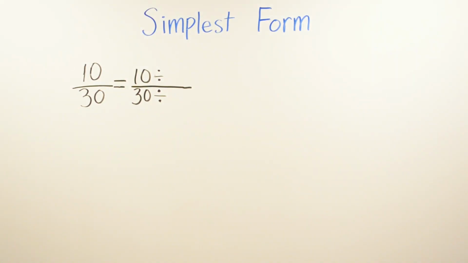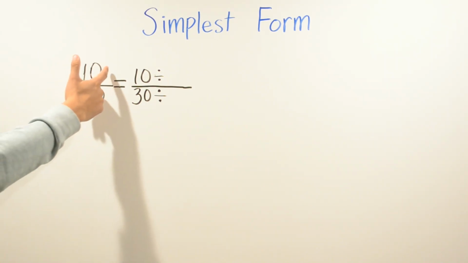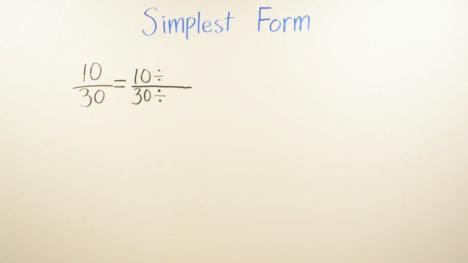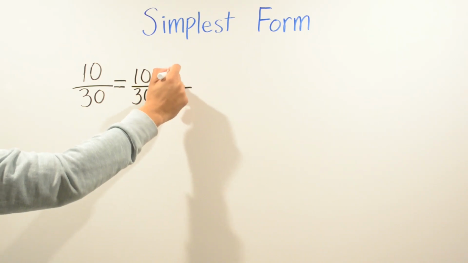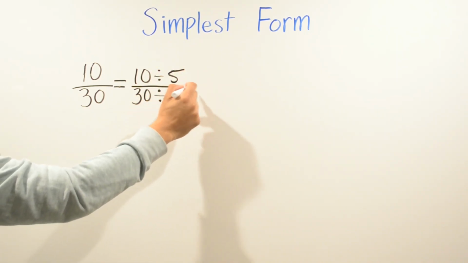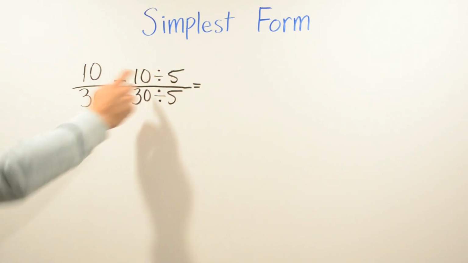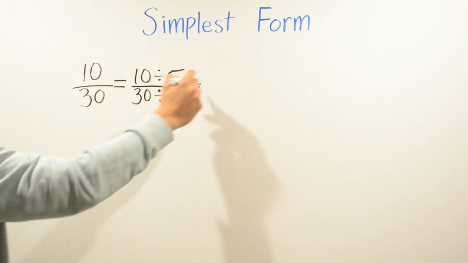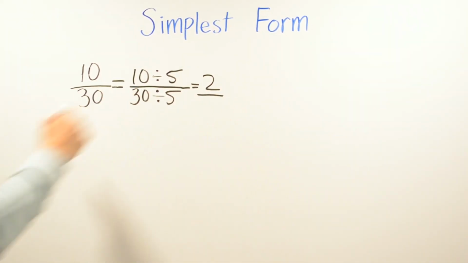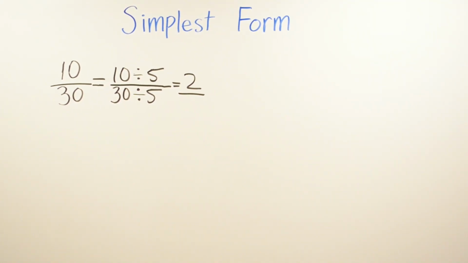In this example, we have 10 over 30. Okay, so we're going to say what number goes into both 10 and 30. So right away, I know that 5 goes into both of them. So I'm going to use 5. And remember, whatever I use in the top, I have to use in the bottom. Numerator and denominator have to be the same, which is 5. So 5 goes into 10 2 times, and 5 goes into 30 6 times.